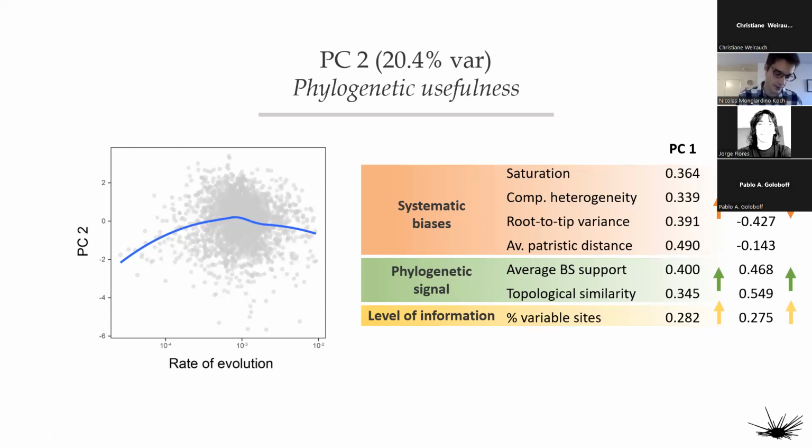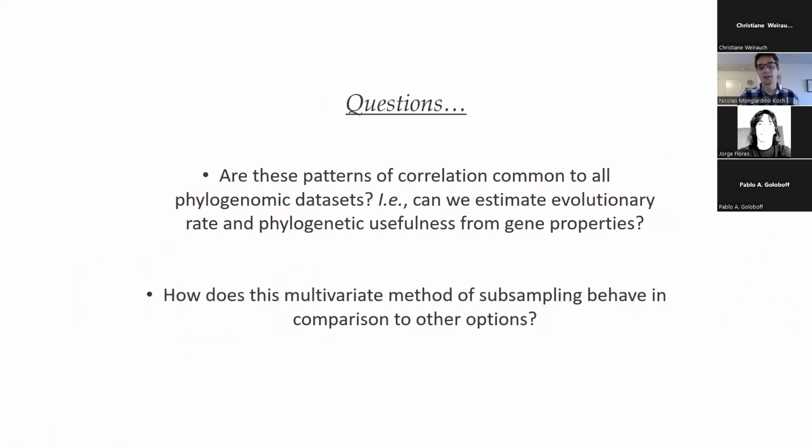We just, for this study, subsampled a small number of genes and ran our phylogeny with that. But it also left us with a number of questions. Namely, are these patterns of correlation common to all phylogenetic data sets, or are they just something that we happened to discover in this particular matrix that we were working with? Or another way of saying that is, can we estimate evolutionary rate and phylogenetic usefulness of the genes simply from a combination of gene properties and their correlation coefficients? And furthermore, how does this multivariate method of subsampling that I just introduced behave in comparison to other options that have been used in the literature before?